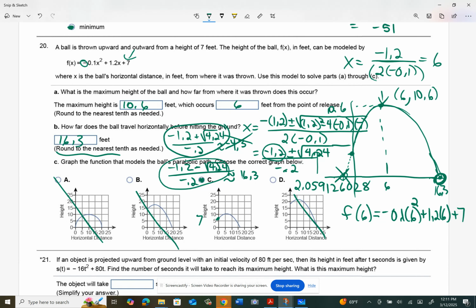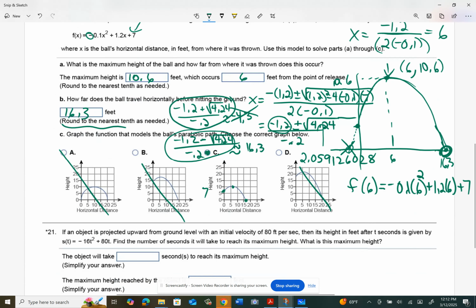But then notice that the rest of it fits. So here's your vertex, 6, a little bit to the right of 5, and then a little bit above 10, so that makes sense. And then the x-intercept is around 16 something. Okay? All right, let's do one more in context.